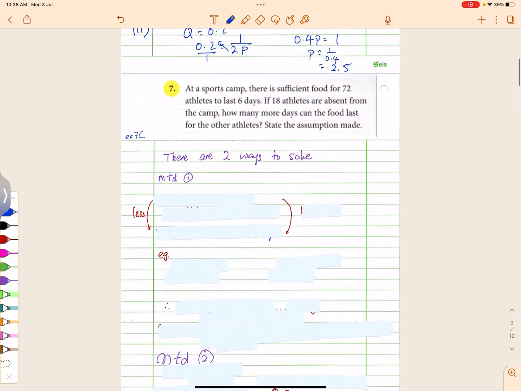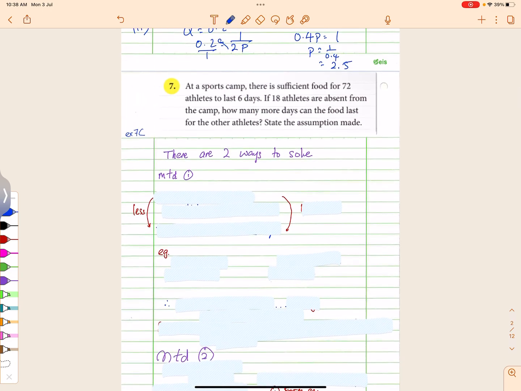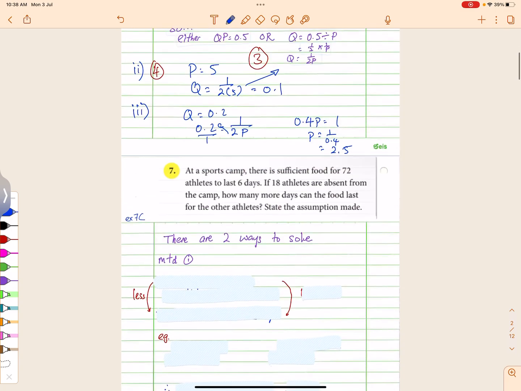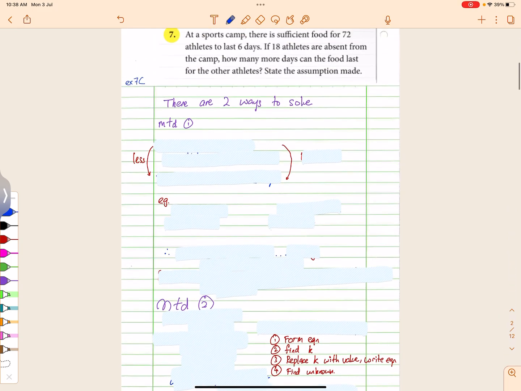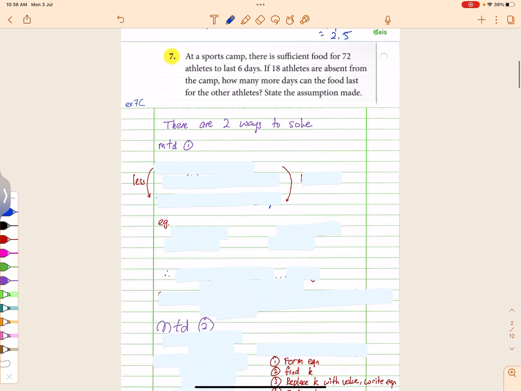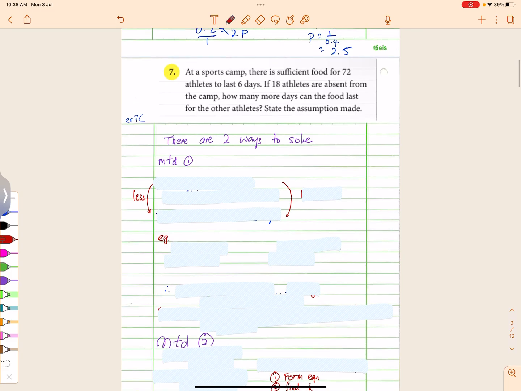Now for question 7, there are actually 2 ways to solve it. I will use the one that you are familiar with, right? I will talk about method 2 first. So there are 72 athletes to last for 6 days. So 7 athletes to last for 6 days. Never mind, let me go through method 1. I think method 1 helps us to understand whether it is inverse or direct. Because the golden question here is: is this direct or inverse? Alright, because the equation looks different, right?